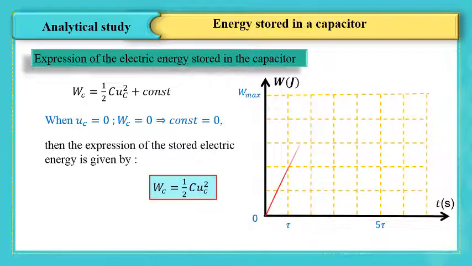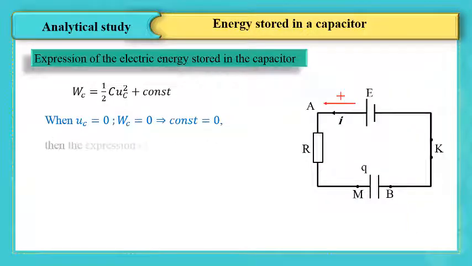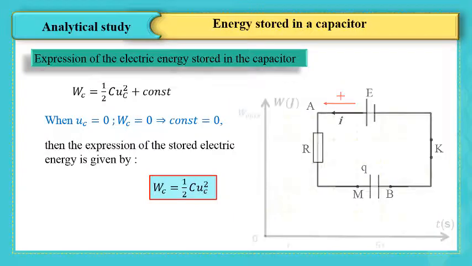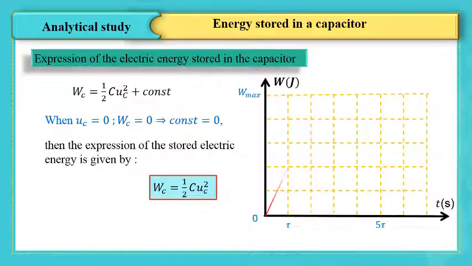And as we know from the previous video, UC is an exponential function. So WC is an exponential function also, and we can use this expression for the electric energy during charging phase and during discharging phase, where WC is also depending on C and UC.